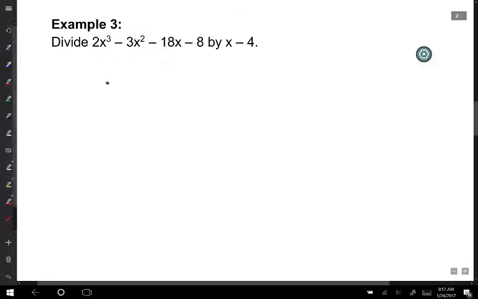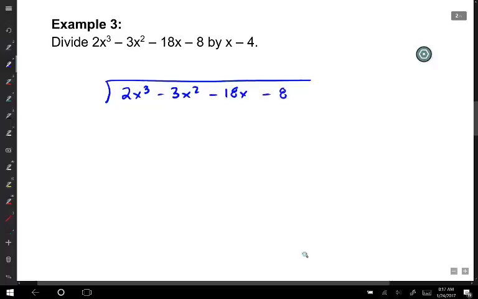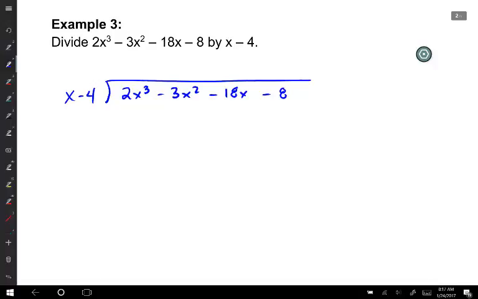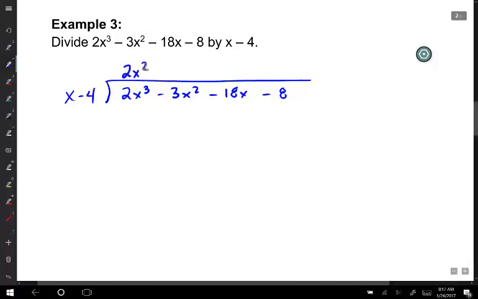So, 2x cubed minus 3x squared minus 18x minus 8 divided by x minus 4. Tell me what you're thinking here. Haley, Noah. X times what is 2x cubed? 2x squared. There we go. 2x squared. Now we multiply.